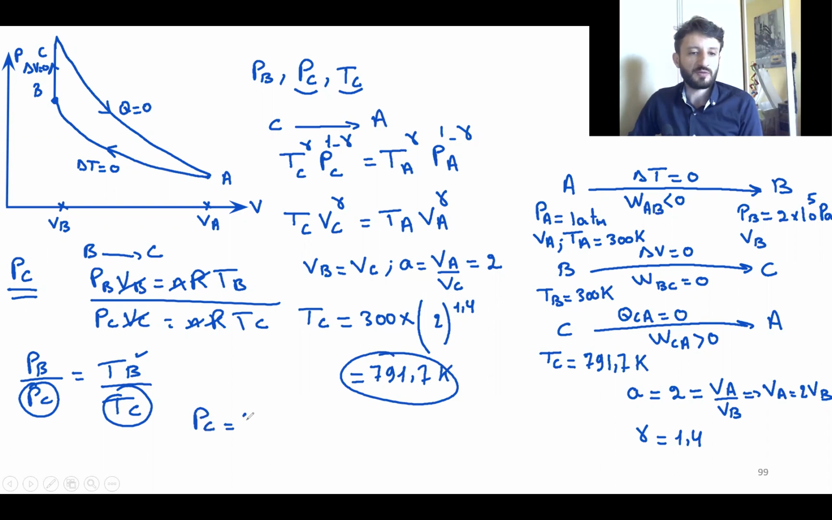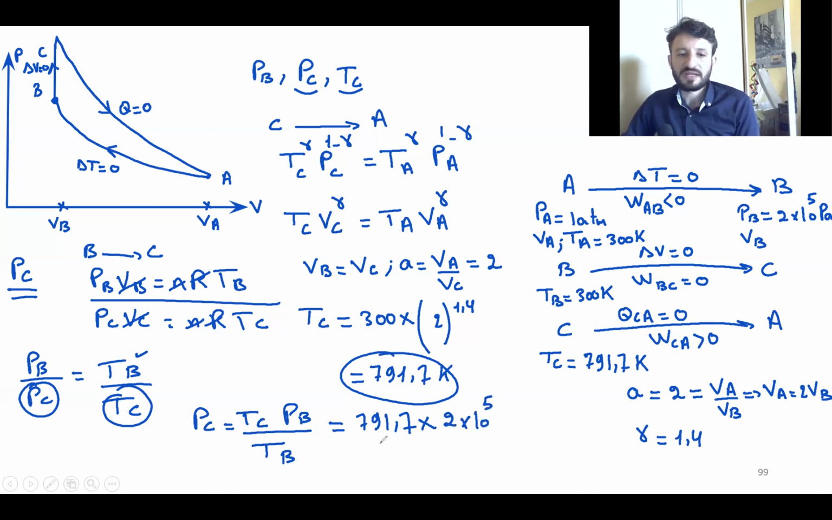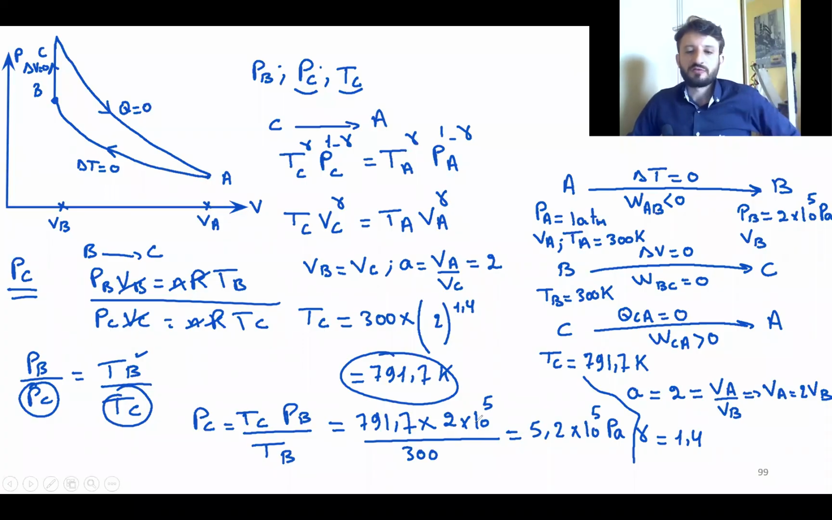Okay, each time you find TC, you can apply this relation to find PC. So PC divided by TC equals PB divided by TB, so PC equals TC times PB divided by TB. We have PB equals 2 times 10 power 5 Pascal, and TB equals 300. We get the value of PC equals 5.2 times 10 power 5 Pascal. So we can write here PC. Like this, we calculated PB, PC, and TC.